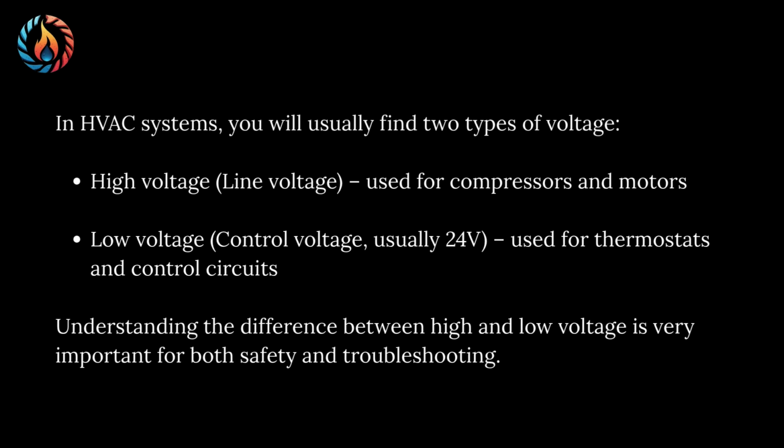In HVAC systems, you will usually find two types of voltage: high voltage, line voltage, used for compressors and motors. Low voltage, control voltage, usually 24 volts, used for thermostats and control circuits. Understanding the difference between high and low voltage is very important for both safety and troubleshooting.